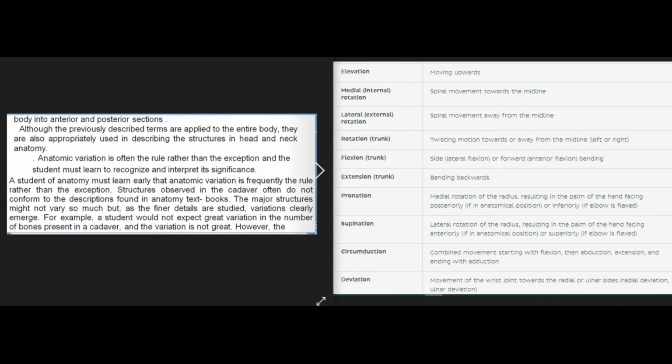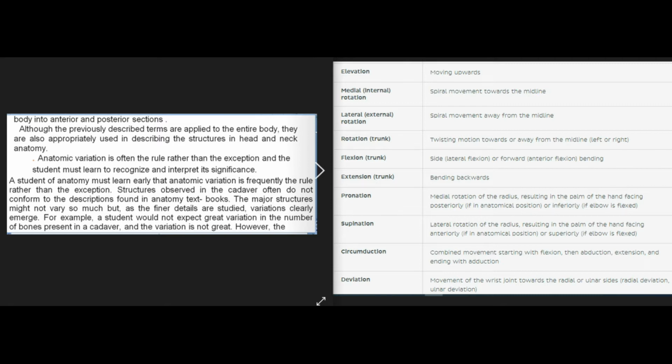Although the previously described terms are applied to the entire body, they are also appropriately used in describing the structures in head and neck anatomy. Anatomic variation is often the rule rather than the exception, and the student must learn to recognize and interpret its significance. Structures observed in the cadaver often do not conform to the descriptions found in anatomy textbooks. The major structures might not vary so much, but, as the finer details are studied, variations clearly emerge.